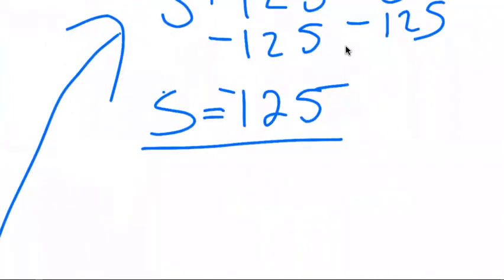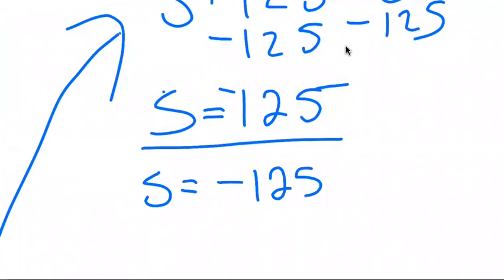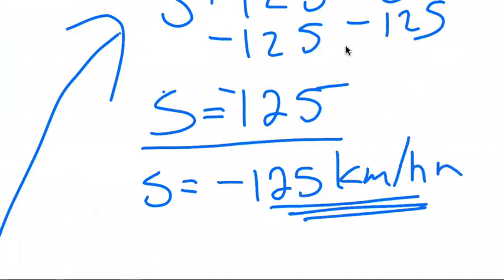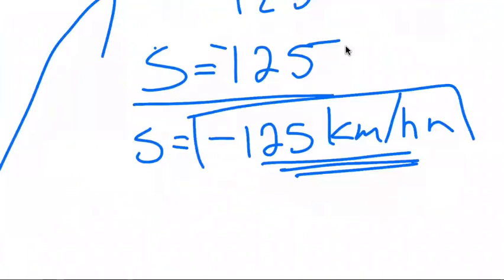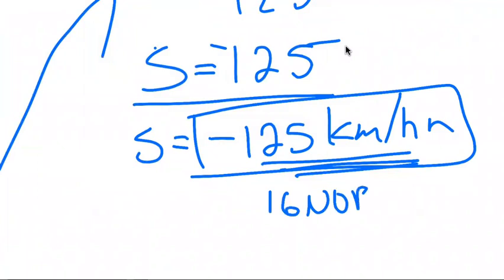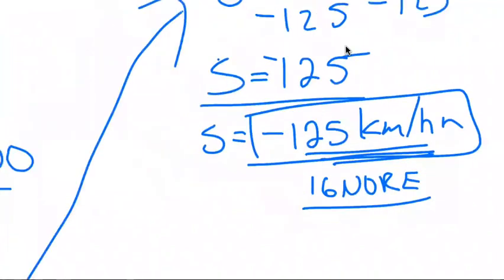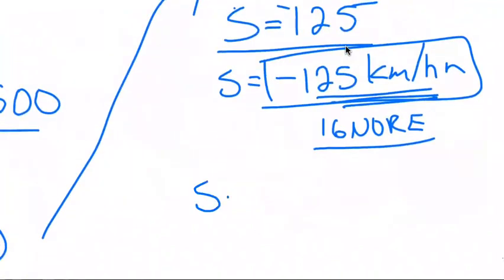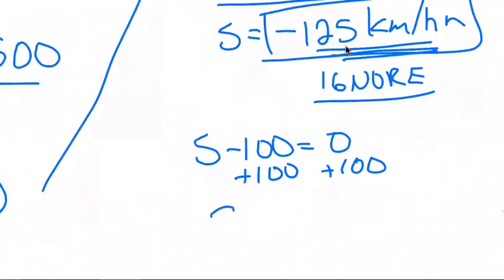Speed equals negative 125 kilometers per hour. That doesn't work, does it? So this is basically a solution that does not work. We can ignore this one. We don't use it because it's negative. But I go S minus 100 equals 0. Add 100, S is equal to 100. So the speed is actually 100.